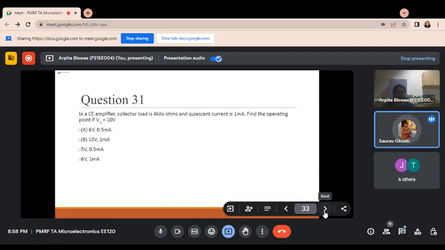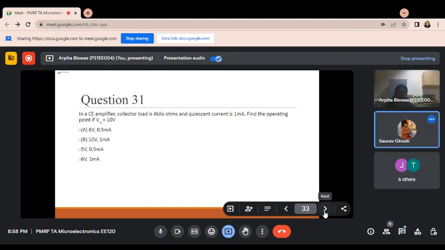So in the active region, if we join the 2 points, that is the ICQ and the VCQ, we will be getting a load line, and the intersection of the load line with the output characteristics curve will give me the Q point. So that is the Q point or the operating point. It means the VC comma IC.